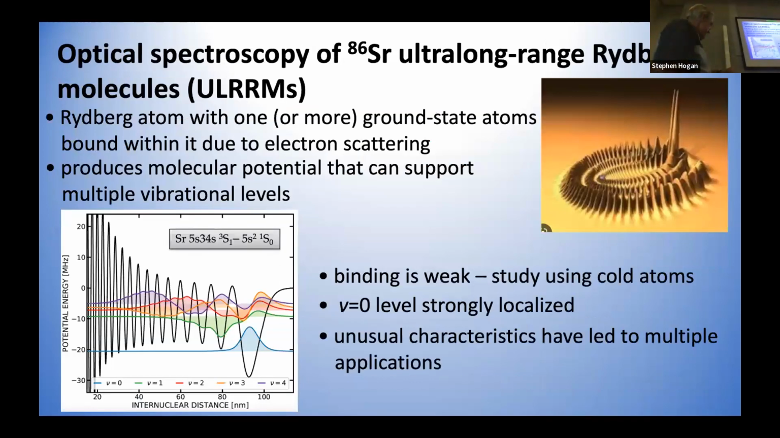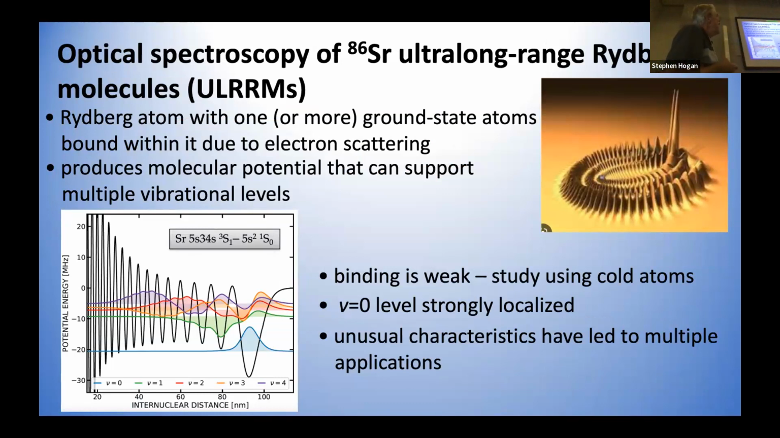Now, the second set of experiments that I want to talk about are some optical spectroscopy measurements we've been making on the creation of 86Sr long-range Rydberg molecules. Now, Rydberg molecules have been around for quite a while. They were first predicted theoretically by Chris Greene and associates way back in 2000. And I'm sure everybody's seen this picture. It's been published many, many times.